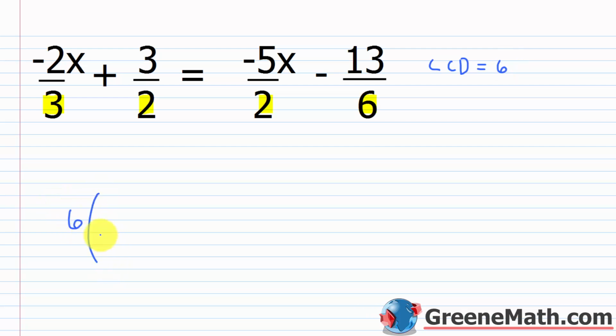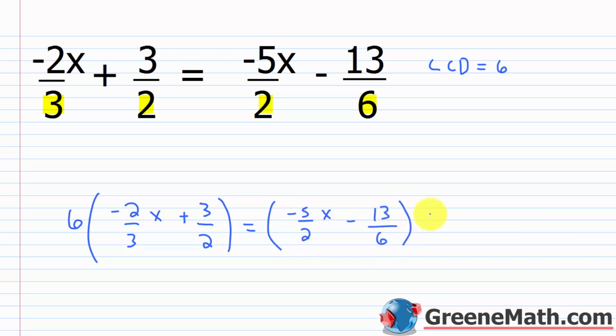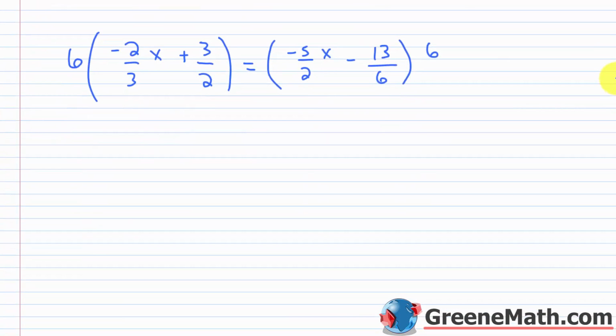So outside of some parentheses, I put my 6, and inside I'll put my negative 2/3 x plus 3/2. And this is equal to, 6 is going to multiply by the right side as well. So I'll set up my parentheses. So negative 5/2 x minus 13/6. And I'll put the 6 outside here. So I'm just going to use my distributive property here and multiply 6 by each term inside of the parentheses on each side of the equation.